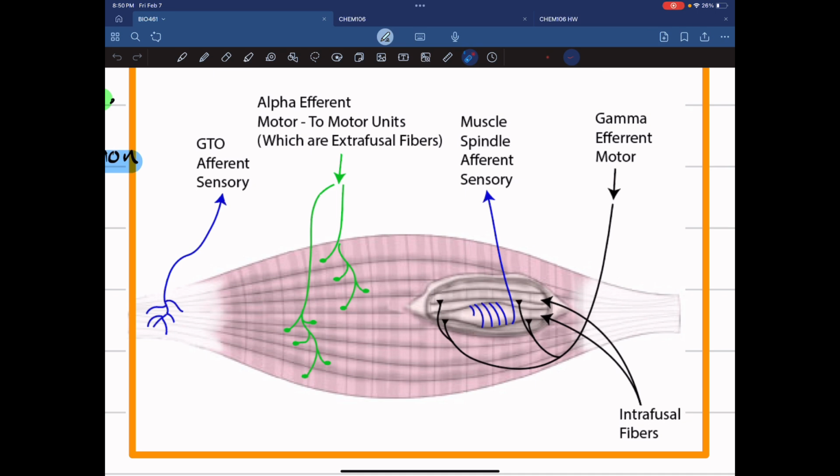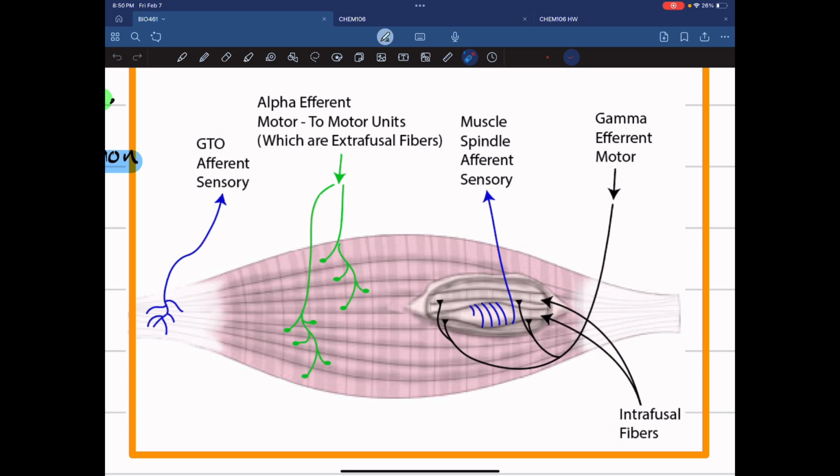Okay, we're going to finish up here on my iPad just so we can get a more in-depth look. We're going to look at this muscle spindle. After that, we'll look at a Golgi tendon organ, and we'll look at stretch reflexes and a withdrawal reflex just to finish up this essay. So let's start by looking at this muscle spindle right here.